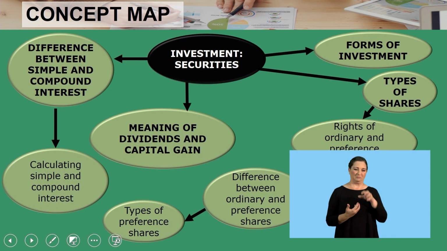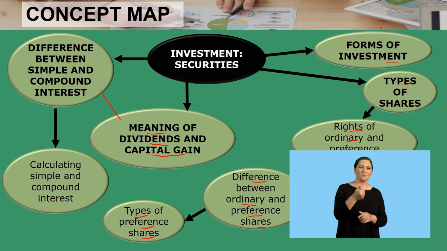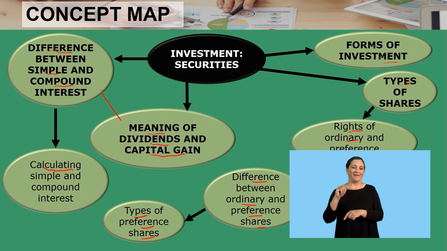Now, this is our concept map. This is how our lesson is going to be structured. We'll start by looking into the forms of investment, then look into types of shares, and we will be considering the rights of ordinary and preference shareholders, and also differentiate between ordinary and preference shares, and then look into types of preference shares. Then we should also look into the meaning of dividends and capital gain, then move into differences between simple and compound interest, then calculate simple and compound interest.